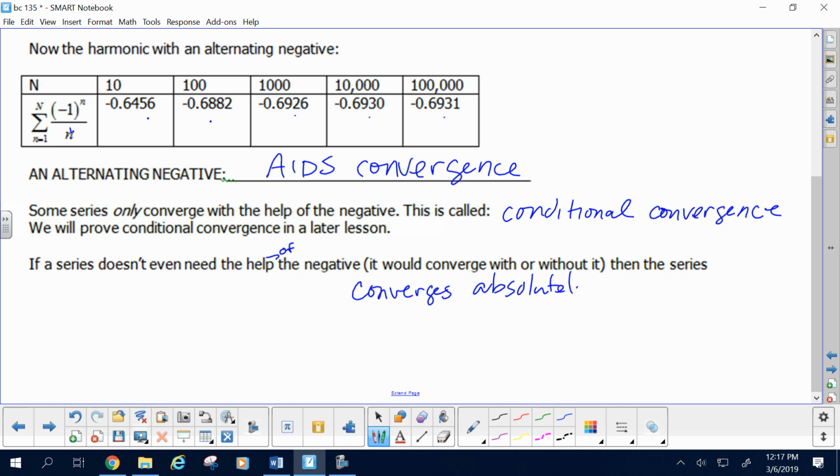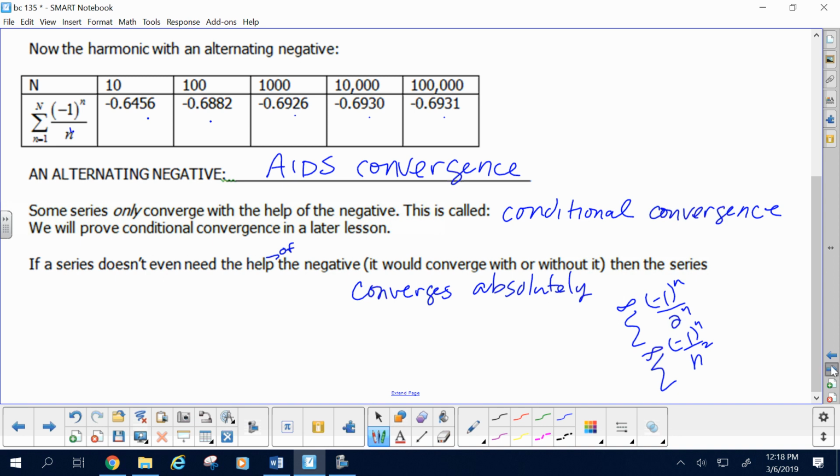Can you give me an example of a series that converges absolutely? Okay, so I like 1 over 2 to the n. That's good, and that converges absolutely. If it had the negative, it would converge. If it didn't have that, it would still converge, all right? What about a p-series that would converge absolutely? 1 over n squared. Again, with the negative in there, that would converge with or without the alternating negative. So you would say that series converges absolutely. Do you understand the vocabulary?